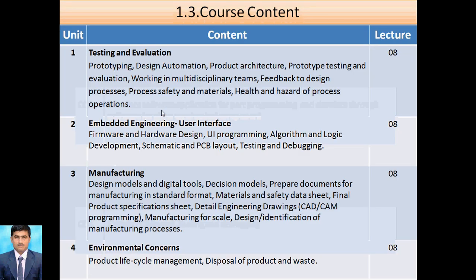Now we move to course content. So it is divided into four units. So first unit contains the testing and evaluation. In that we discuss prototyping, design automation, product architecture, prototype testing, evaluation, working in multidisciplinary teams, feedback to design processes, then health and hazards of process operations. So this is regarding unit first.